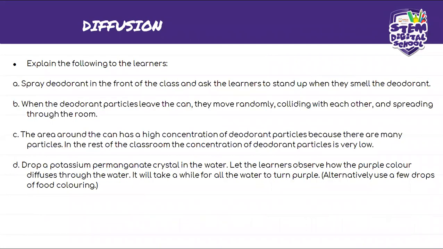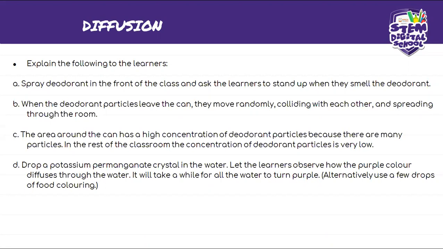Now, I've already used this example, but we are going to use it to explain: spray a deodorant. If you are at home, after this class, you can take a deodorant, spray it in your room, and ask your brother or whoever is at home to stand at a distance and move when they smell the deodorant. Immediately they feel the smell of the deodorant, they can stop.